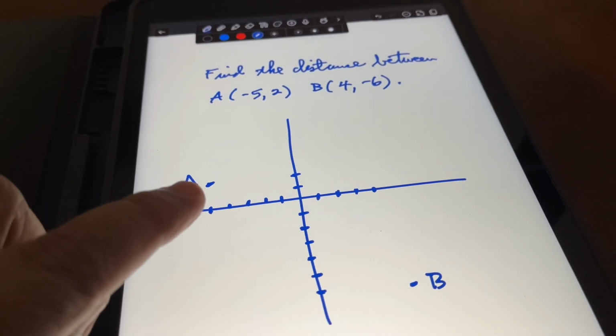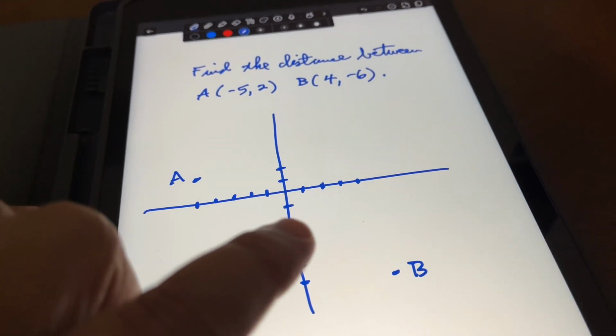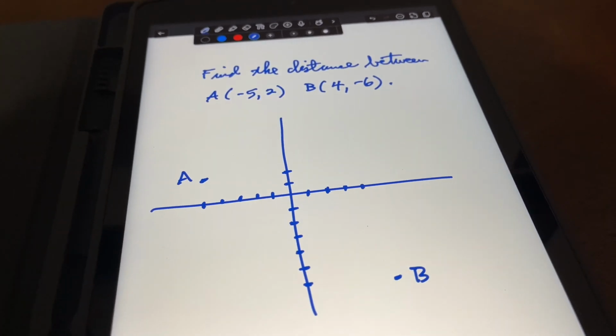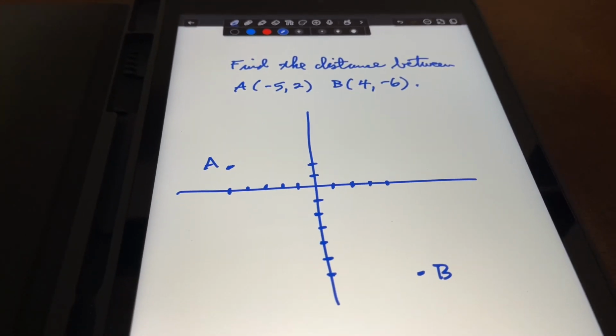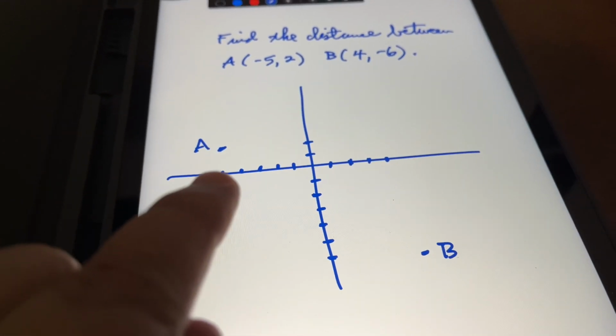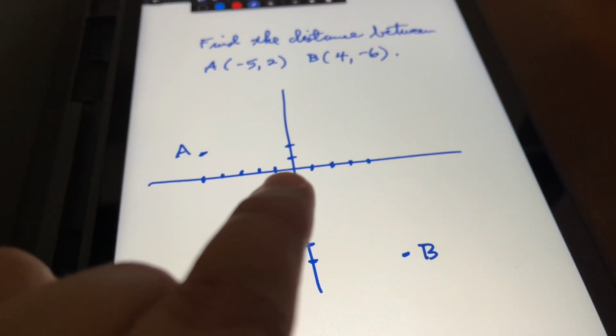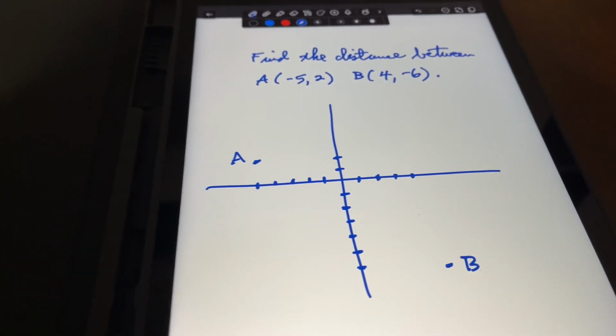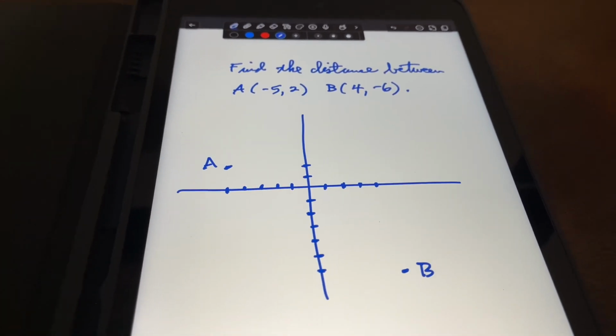Now, obviously, you can't count in a diagonal perfectly, but you could kind of estimate where that is. So sometimes graphing the points or plotting the points is helpful. So notice this is over -5 and up 2, and this is over 4 and down -6. So drawing a sketch like this might be helpful.